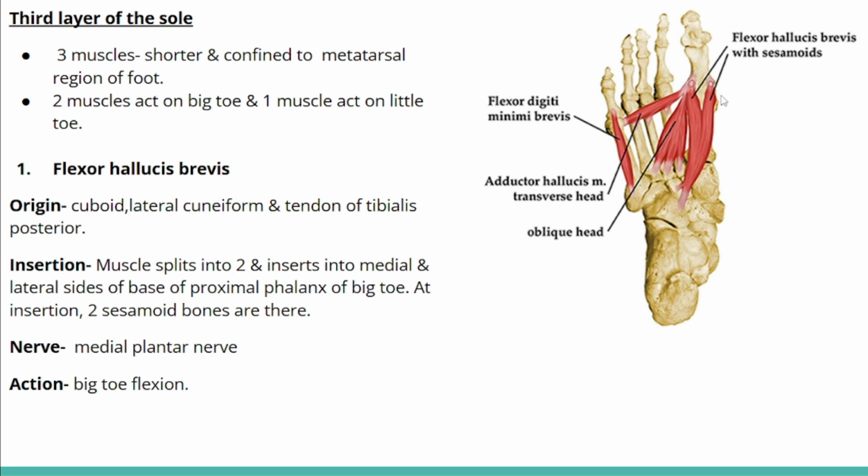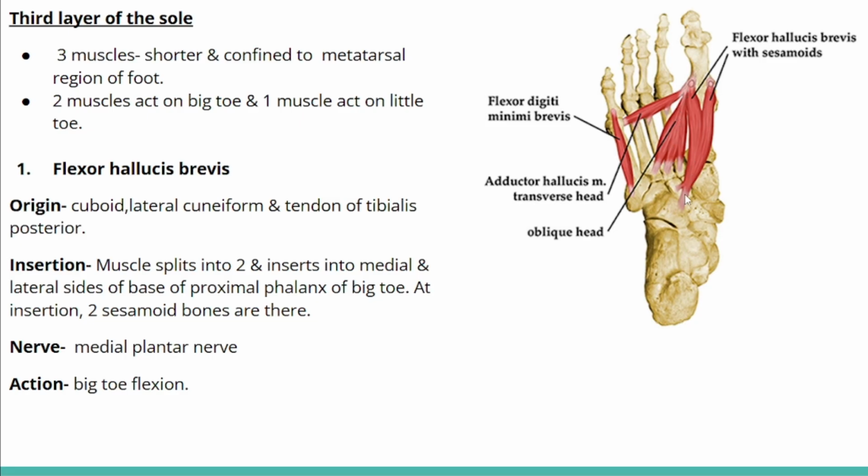This third layer consists of muscles which are confined to the metatarsal region of the foot. These are small muscles. Two muscles act on the big toe, and one muscle acts on the little toe. What are the two muscles that act on the big toe? One is the flexor hallucis brevis muscle and the other one is the adductor hallucis muscle. We'll first talk about the flexor hallucis brevis.